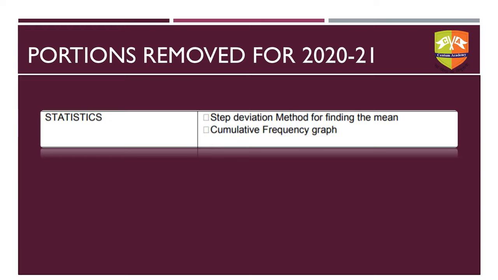So hence more than, less than frequency, cumulative frequency graphs have been removed. So you don't need to find out the median from them. Earlier, typically one question of 4 marks, towards the end, would be on finding the cumulative frequency graph, and then from there finding out the median. That was a very typical question. Every board year you'll see one question on that. So that has been taken away.